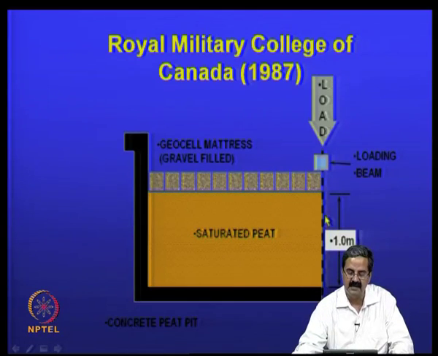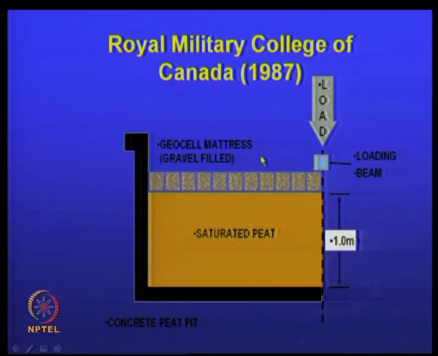And some experiments that people have conducted, in fact, in the Indian Institute of Science also, a lot of experiments have been conducted on geocells. This is one of the earliest examples, given by Professor Bathurst in Canada. This is a saturated peat, an organic soil, and they filled it up to 1 meter level, and then the load is applied. It is a geocell mattress with gravel filled in.